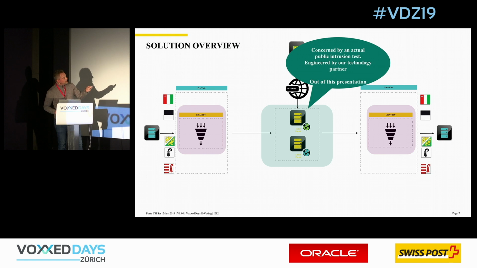I will mainly speak about the Gravity application that we use in the pre-vote and post-vote process to integrate all cantons with our systems.